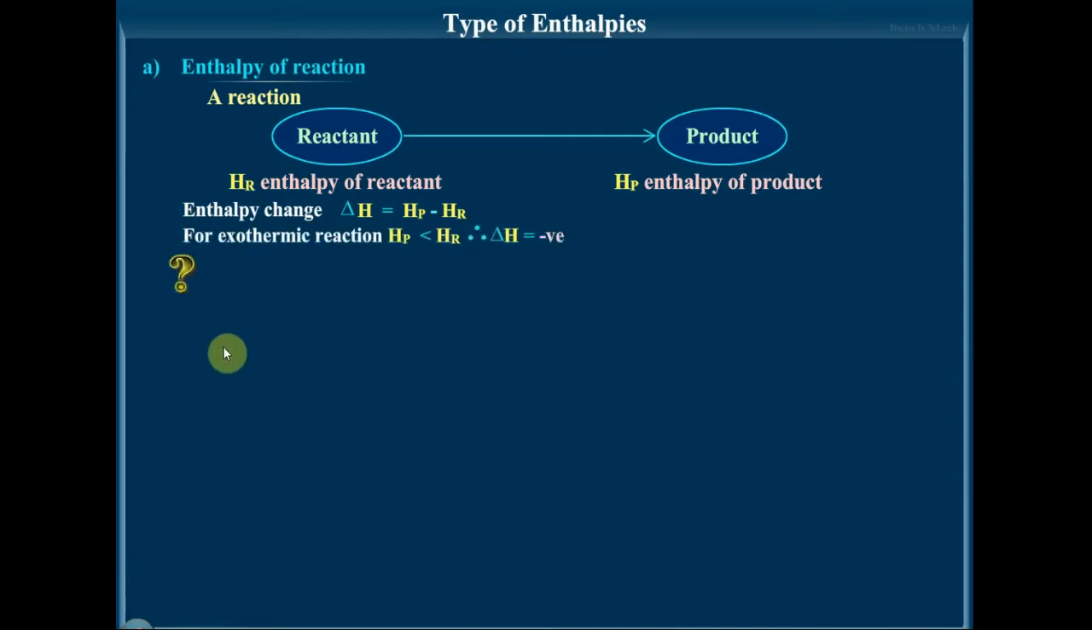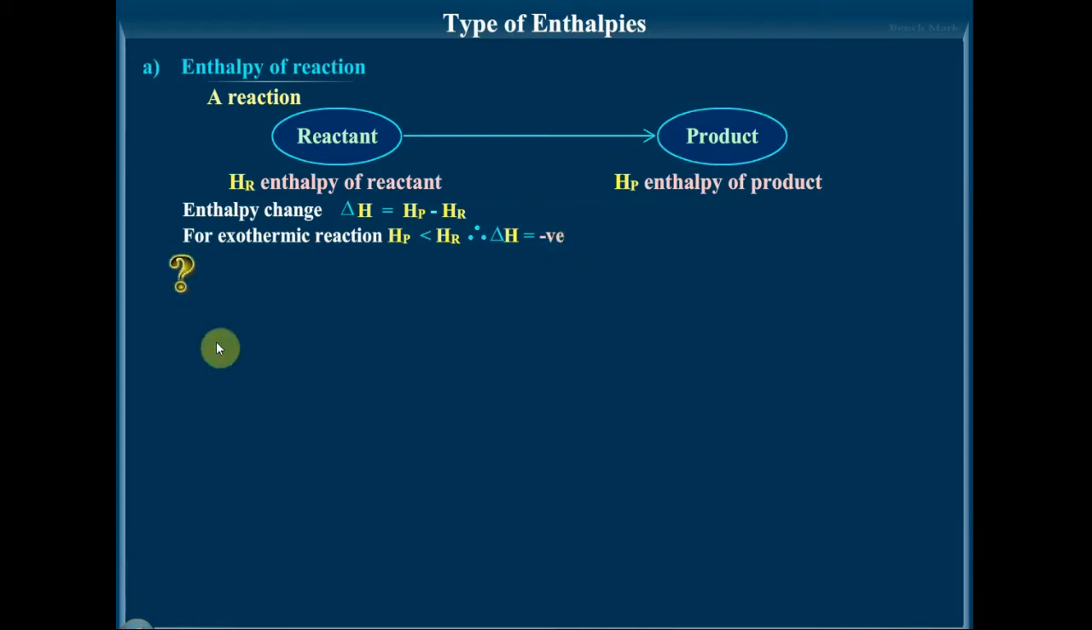For an exothermic reaction, energy is given out. What is an exothermic reaction? During a reaction, if energy is liberated or evolved, that type of reaction is called an exothermic reaction. So in an exothermic reaction, the energy of the products will be less. Here, for an exothermic reaction, the enthalpy of products is less than the enthalpy of reactants, and that's the reason why energy is given out. So in that case, the delta H value will come out to be negative. So if delta H is negative, it means it is an exothermic reaction.